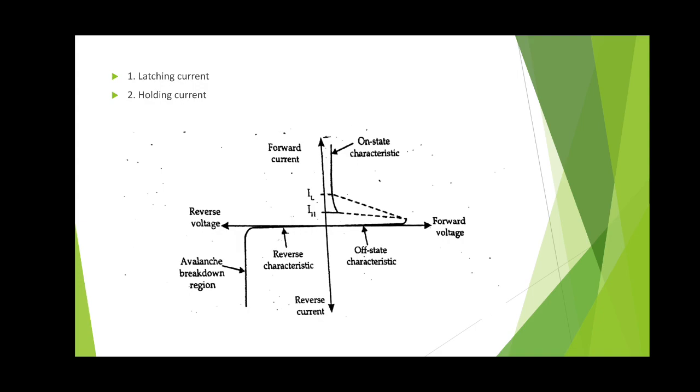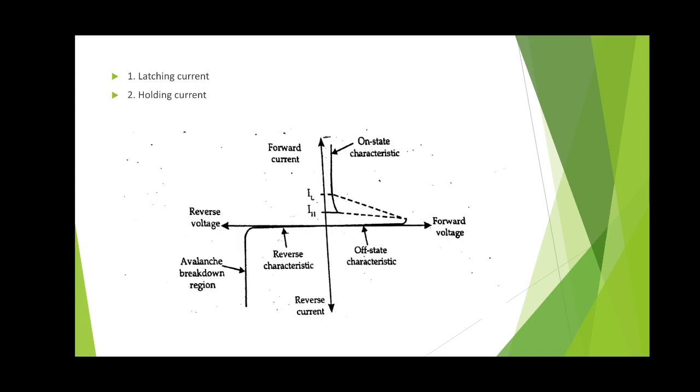Let us go with the repetition of this definition. Latching current is the minimum forward current that flows through the thyristor to keep it in forward conduction mode, that is, in the on state at the time of triggering. If forward current is less than latching current, then the thyristor does not turn on. The latching current is of the order of 10 to 15 milliamperes.